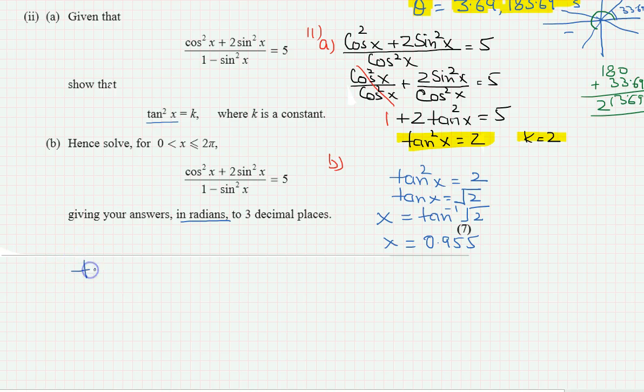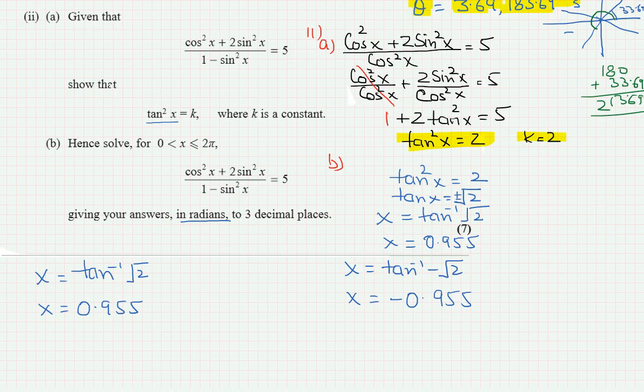So if tan x is equal to tan inverse root 2, then x is 0.955, and when x is tan inverse minus root 2, because this root 2 is plus minus, so x will be minus 0.955. Now let's see how it's behaving.